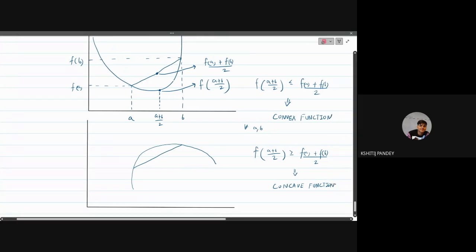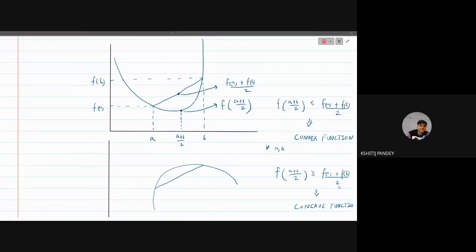So is the idea of concave and convex function clear? Hello, is that clear? Yes. Yes.